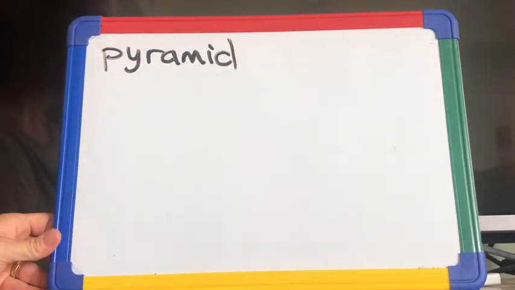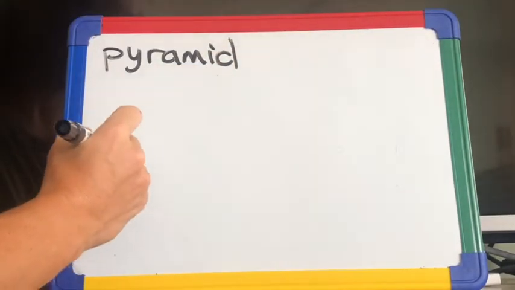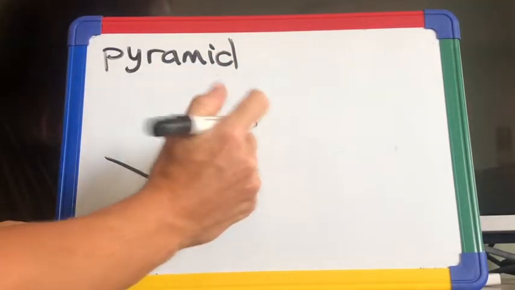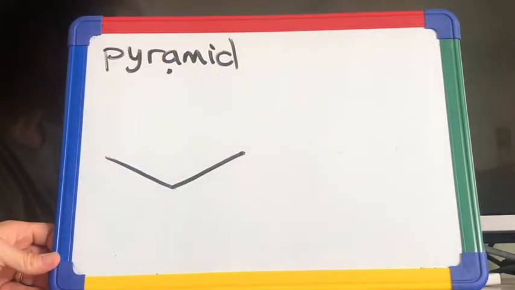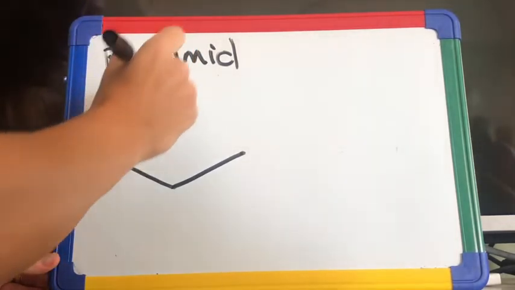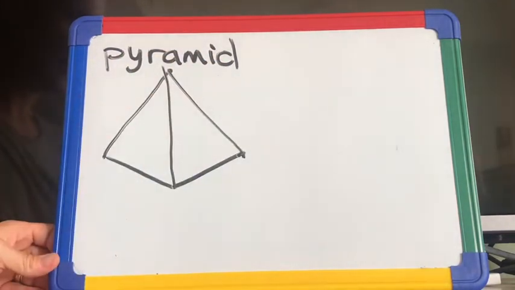Now the pyramid is an easy one. There's predominantly one way to do it. If you do a V, a big large V, and you find a little tip on the top, then that tip, you can go down to the corners. All right, that's a pyramid.